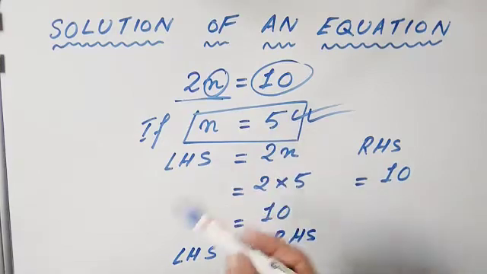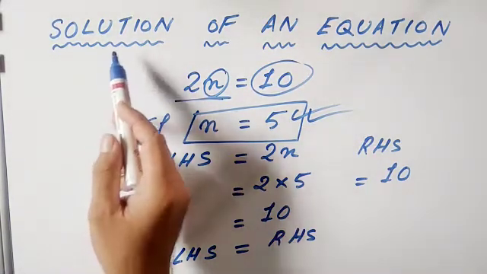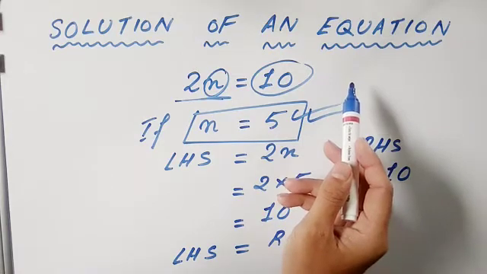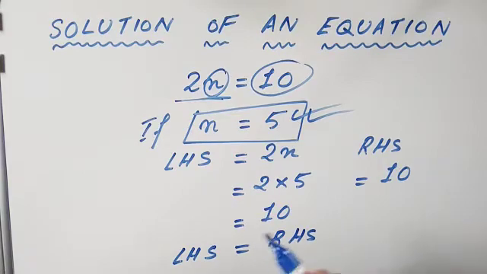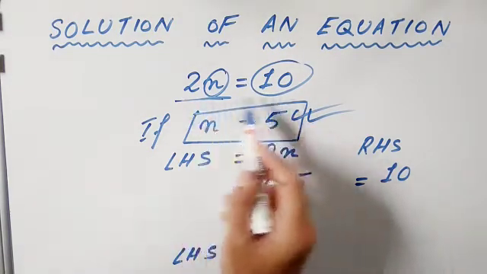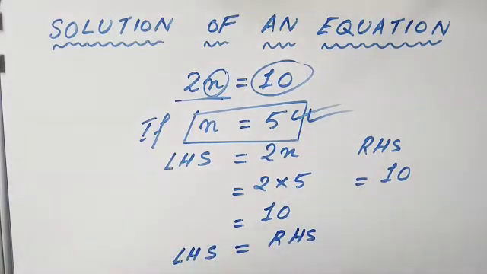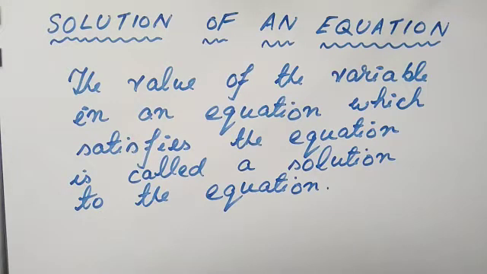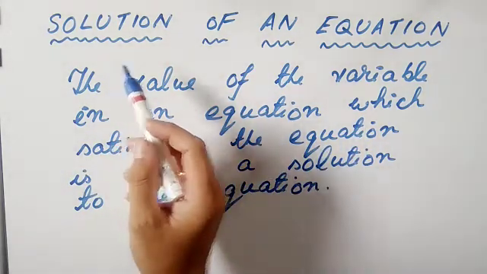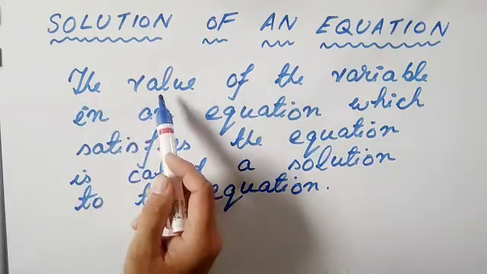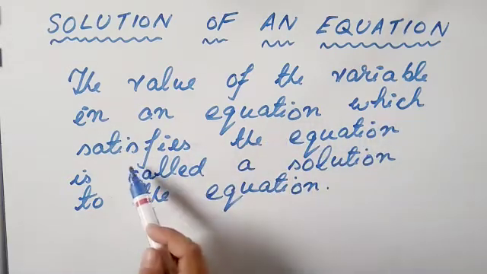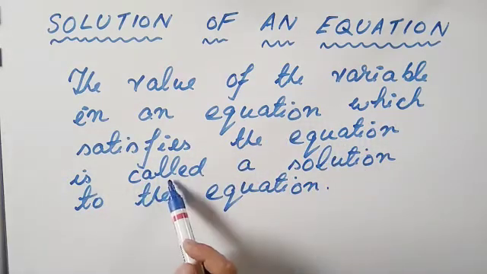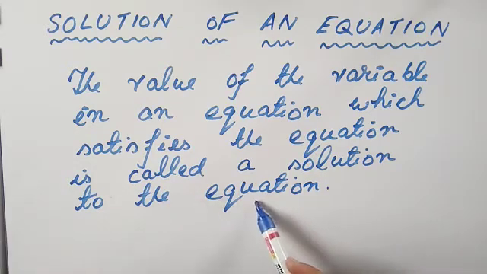So in short, when we want to know what we mean by solution of an equation, we can say that the value of the variable in an equation which satisfies the given equation is the solution of the equation. Let's try to write the definition. So students, here we have the definition of the solution of an equation. It says the value of the variable in an equation which satisfies the equation is called a solution to the equation.